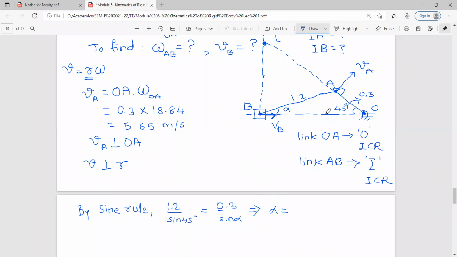So point A can be considered anywhere, right? Anywhere means you can consider A to be on the crank or on the connecting rod, because it is a common point for both. Okay, so what value of alpha are you getting? Sine alpha is equal to 0.16, and then alpha will be 10.18 degrees. So let us give different names to the angles. Say this angle is beta.